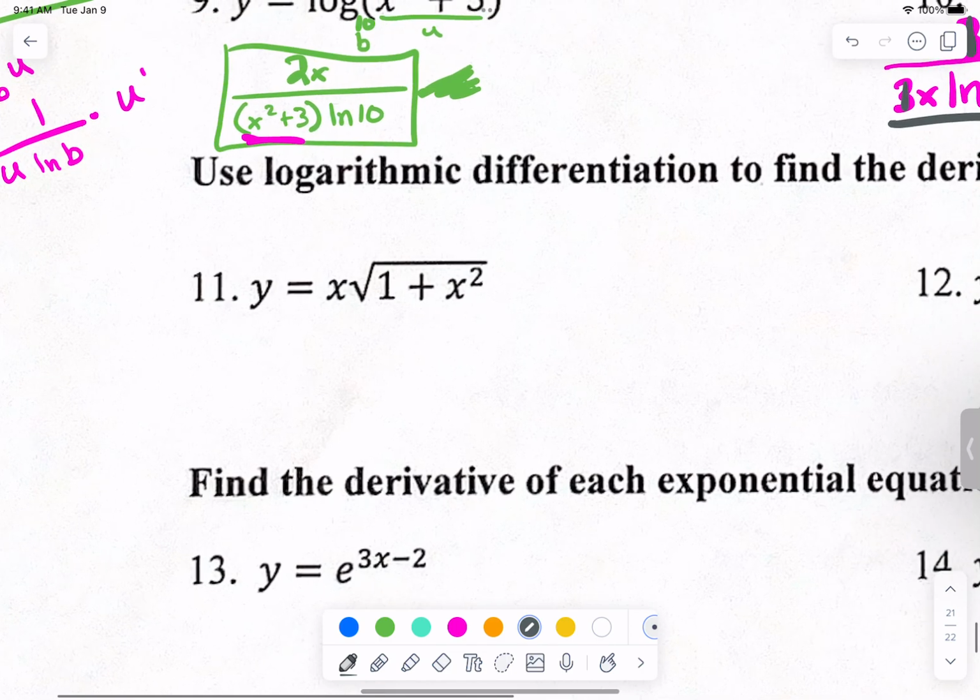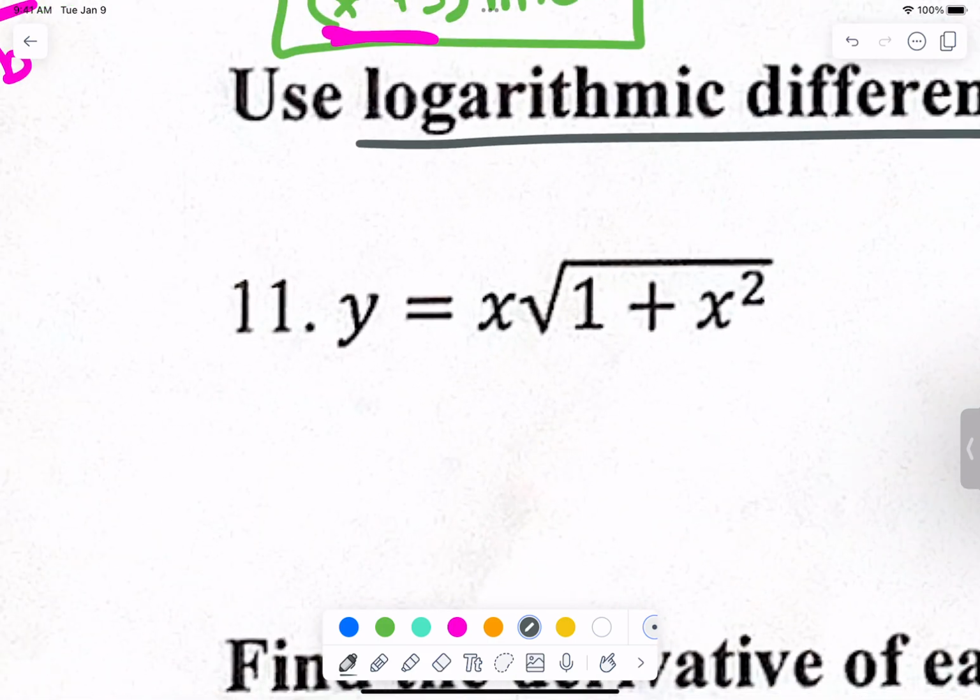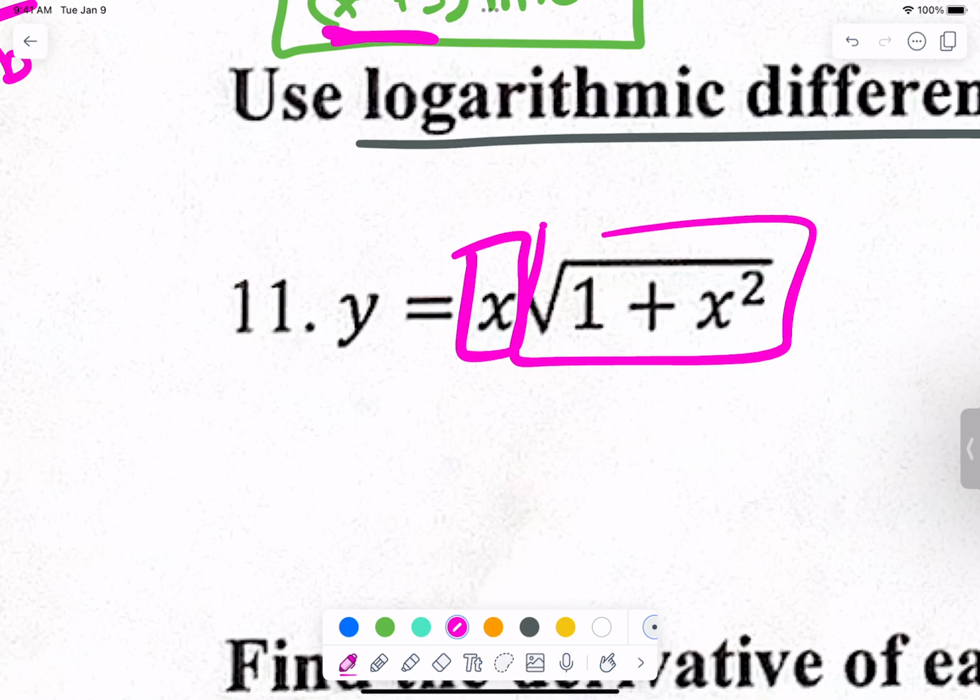Okay, logarithmic differentiation. This is stuff that we could take the derivative of naturally by doing the product rule right here. But we don't want to, because we take it times ln. Doing logs of stuff makes it easier.